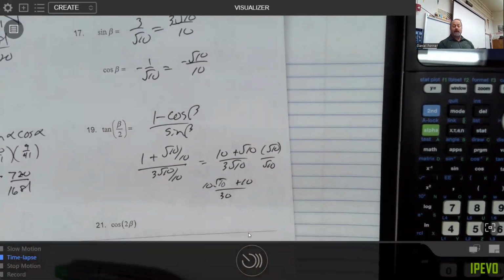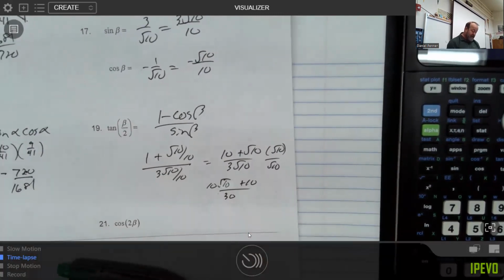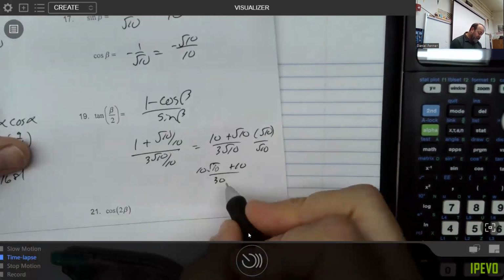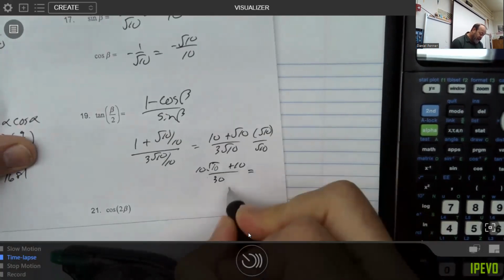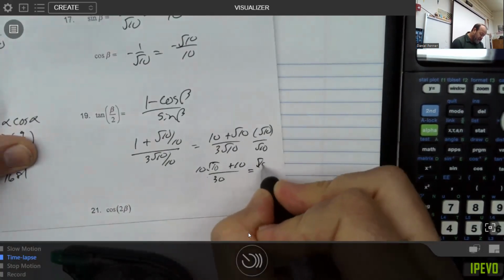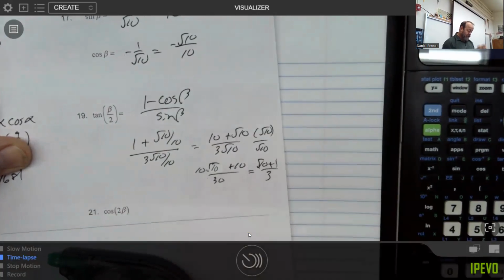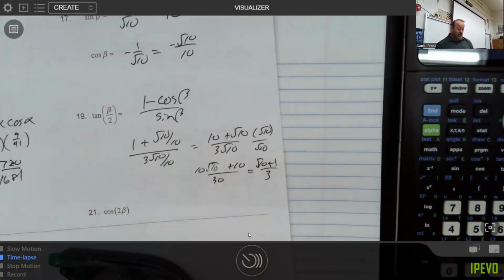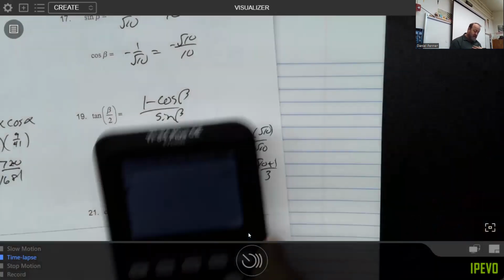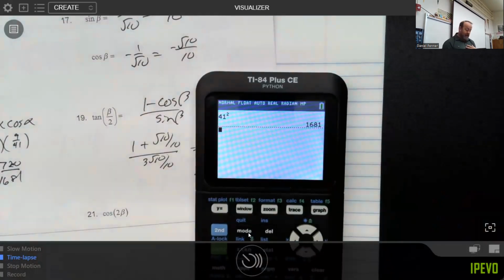We're getting better and better, but we have one last thing to do. Notice that after doing all these 10s, everybody magically has a 10 in it. So if we divide that out, dividing everybody by 10, I'd get root 10 plus 1 over 3. Now, again, everybody has their own way of doing this, but this is what I like to do if I can. I know beta is in the second quadrant, right?